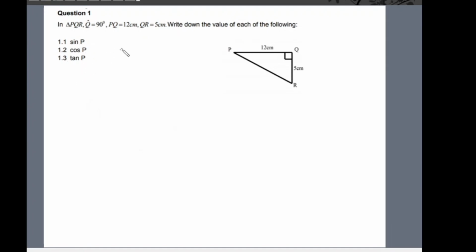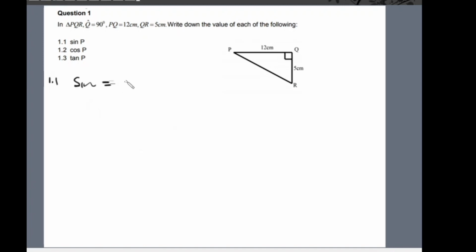Remember we said sine is equal to opposite over hypotenuse, cos is adjacent over hypotenuse, and then tan is opposite over adjacent, right? So here in 1.1 we have sine P, the sine of angle P, is equal to opposite over hypotenuse.